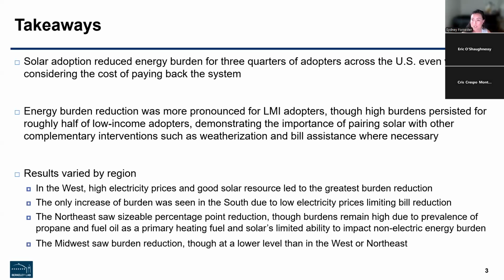The Midwest saw burden reduction, but at a lower level than the West or Northeast. I will also say that you'll see in the slide that the starting point for the Midwest is a little bit lower than the other regions. Not as low as the South, but fairly low compared to the Northeast and West. And then across all of the groups in all of the groupings that we looked at, the only increase in energy burden across these averages was in the South. This is largely due to low electricity prices that mute the impact of savings because of limited bill reduction potential.